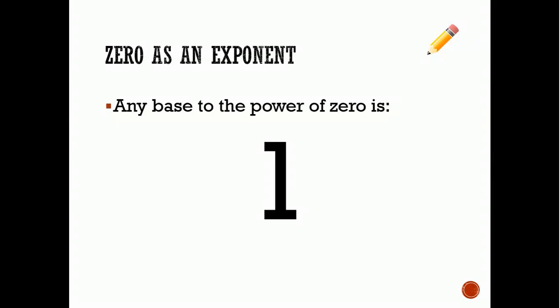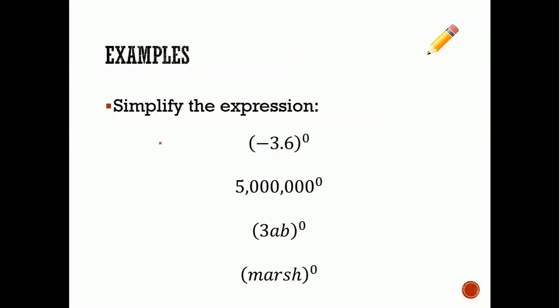So the very first thing we want to talk about is zero as an exponent. Any base to the power of zero is equal to 1. Not x, not 2, 1. So if I have any of the following examples: negative 3.6 to the 0 is equal to 1. 5 million to the 0 is equal to 1. 3AB, all taken to the 0, is 1. Even me, Marsh, taken to the 0, is 1. Same thing, if I do x to the 0, that is not x, that is 1.